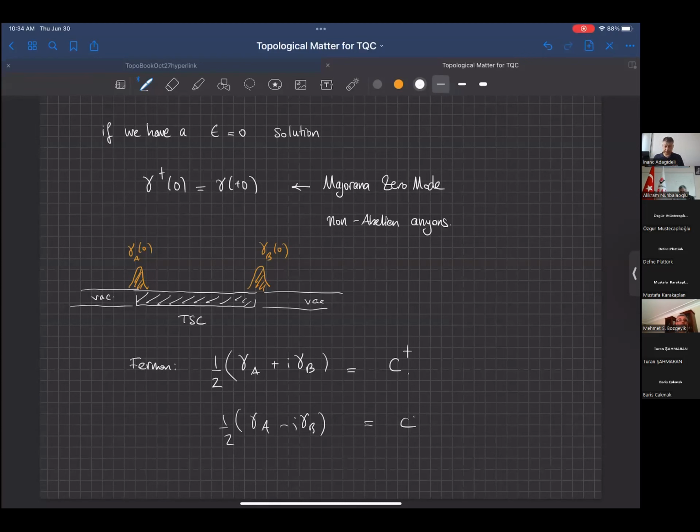Okay, so the key thing here, and then I will move on. Let me see how much time I have. The key thing is that if you have these operators, this is again a fermion operator, and I can write any fermion operator like this. You can write any fermion like that, but here gamma A and gamma B are localized at different points in space. If you take any electron, you can write its operator again in terms of its own gamma A and gamma B.